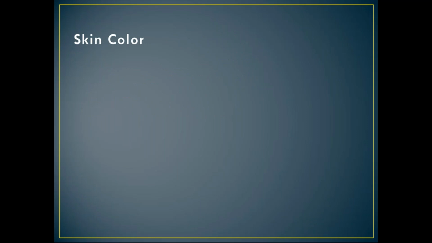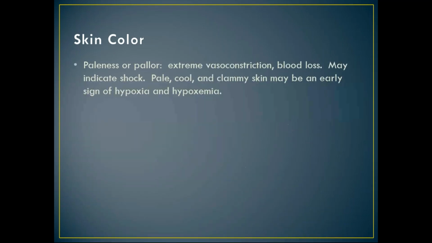So next, we're moving on to skin condition. When we walk into the room and we're forming our general impression, one thing that we can often see right off the bat is going to be that patient's skin color. So what we're looking for is a patient who's healthy and circulating that blood volume properly. They're going to be pink, warm, and dry. But we're going to be talking about some of the abnormal findings that we could see.